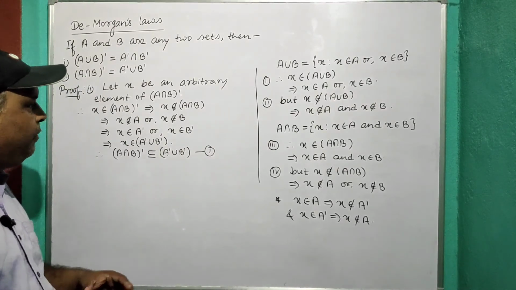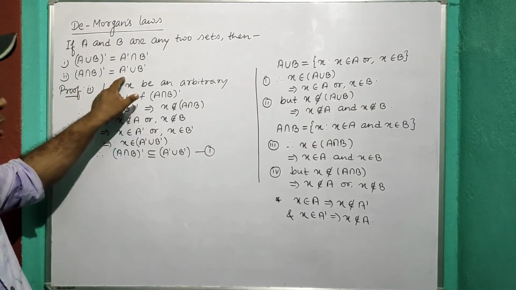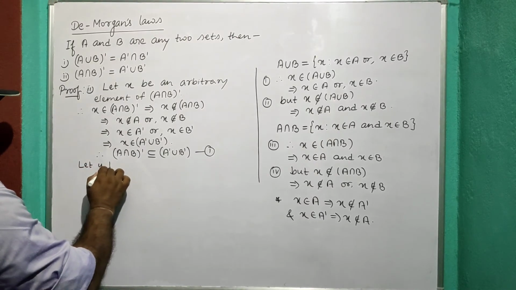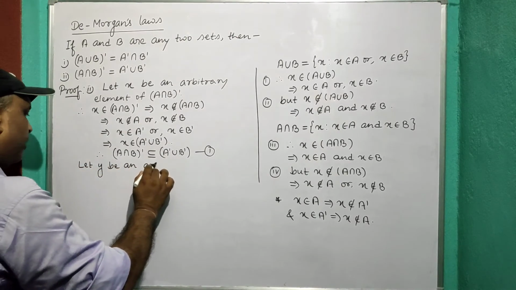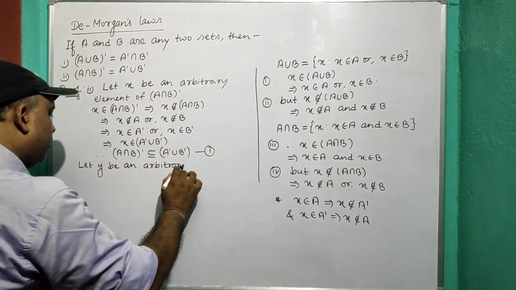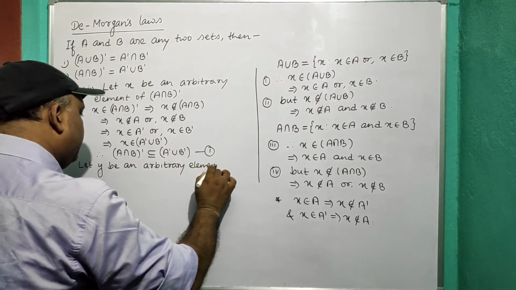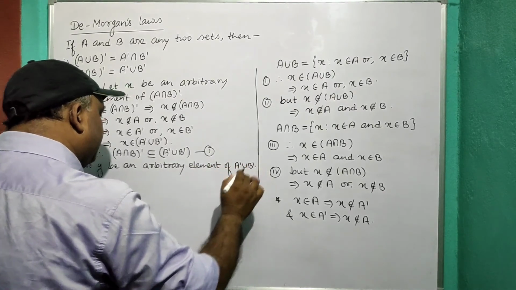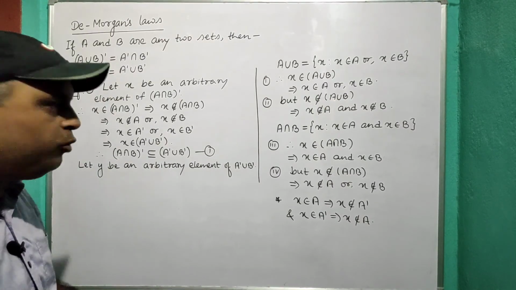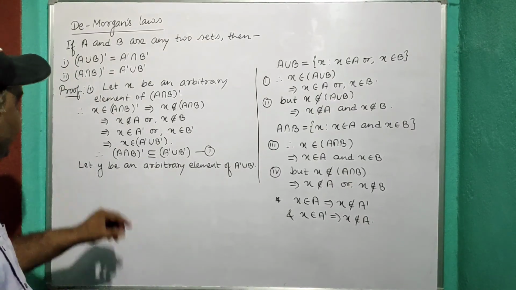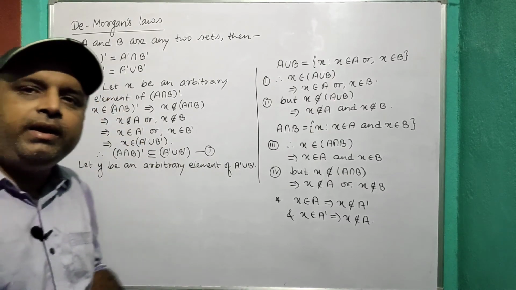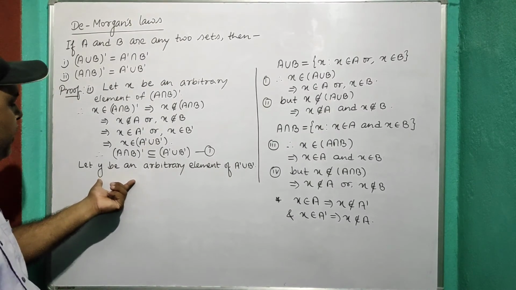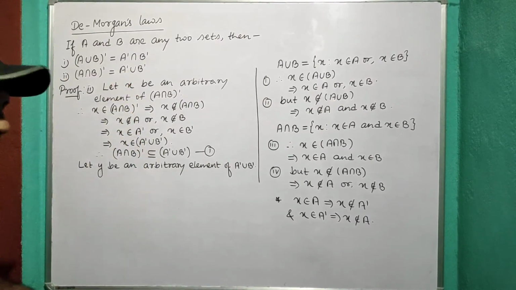Now I am going to take one element Y which belongs to this A' union B'. So let Y be an arbitrary element of A' union B'. यही चीज़ हम लोगों ने फर्स्ट पार्ट के प्रूफ में भी किया था. पहले हमने एक एलिमेंट लिया था X LHS से और इसके बाद हमने एक एलिमेंट लिया था Y RHS से. तो यहाँ भी here also I am taking one element Y which belongs to A' union B'.